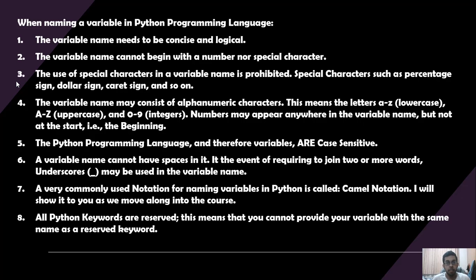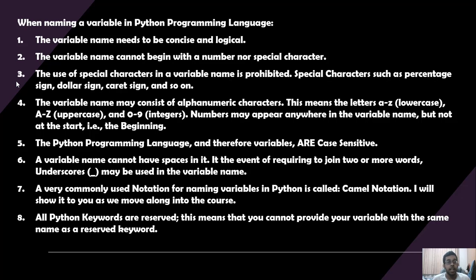When naming a variable in the Python programming language, number one, the variable name needs to be concise and logical. Number two, the variable name cannot begin with a number nor a special character. Number three, the use of special characters in a variable name is prohibited. Special characters such as percentage sign, dollar sign, caret sign, and so on.